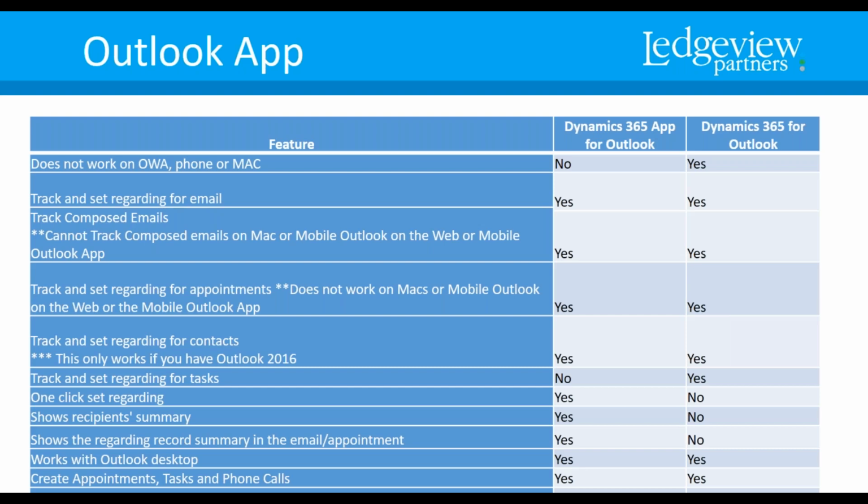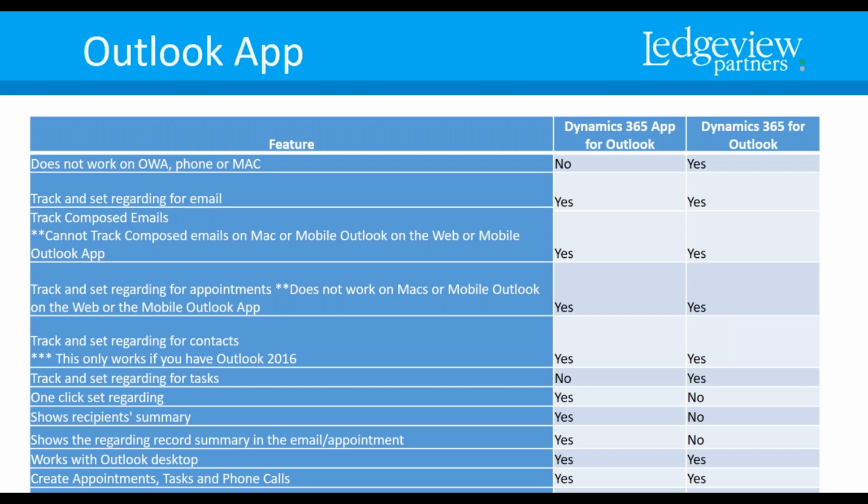Track and set regarding for emails? Yep, both can do it. Track composed emails? Both can do this. However, an important note is that with Mac's mobile Outlook on the web and mobile Outlook app, it's not going to work for those for composed emails or for appointments. Those are really only going to work on OWA and on your actual desktop. Okay.